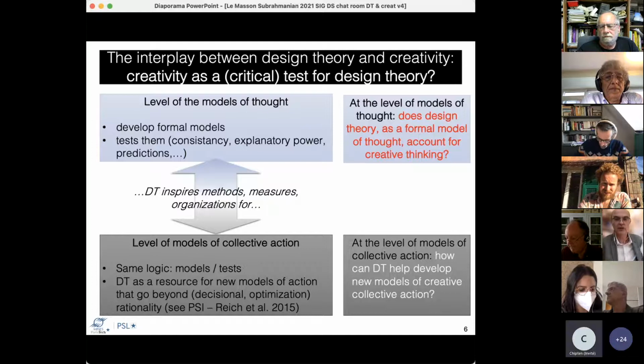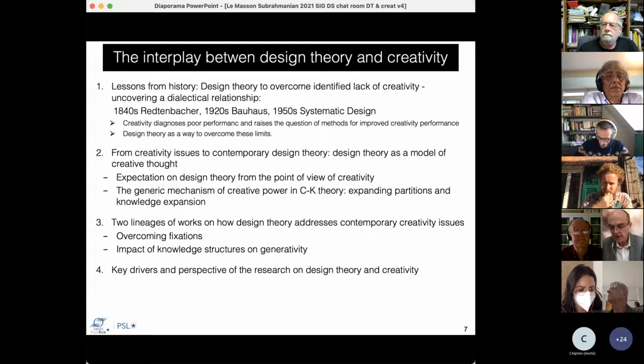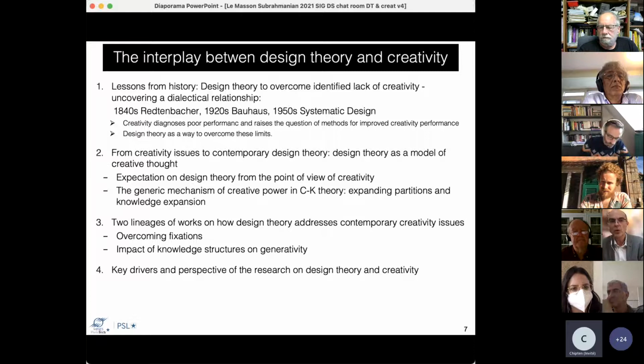Now, how are we going to address the point? The first thing we could do is, as we often do in the SIG design theory, go back to history and try to understand how, over time, design theory developed in interaction with creativity analysis. And we will uncover a very interesting dialectical relationship. Based on this, we will then wonder how design theory addresses creativity at the level of models of thought. And only then, in the third part, we will see how design theory might help to develop new models of action for having a more creative action.